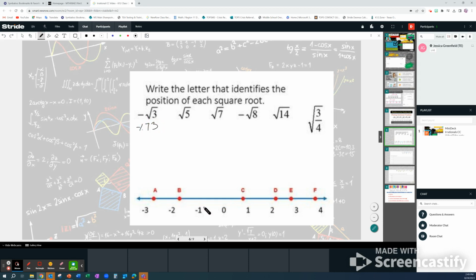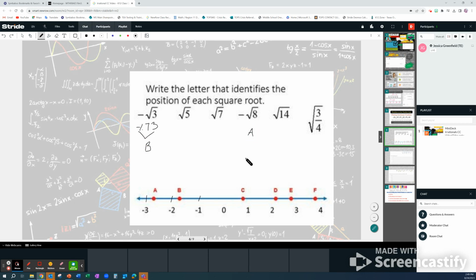And so now I'm looking really in between negative 1 and negative 2 and negative 3. Well, where is negative 1.73 going to be? It's going to be in between that negative 1 and that negative 2. So we know for a fact that this one is letter B. And process of elimination would say that this one has to be letter A.